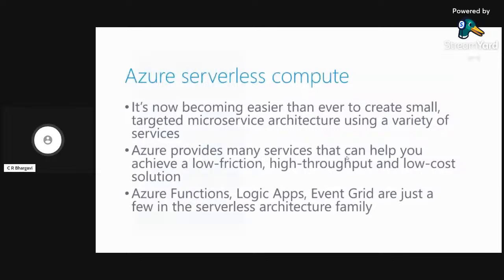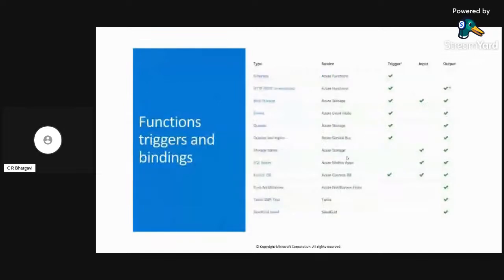And when it comes to functions, triggers, and bindings, these are the ones which work for trigger, input and output. Binding is like input and output, right? So with that, the input and output is being mentioned here, whether it supports input and output is what it means here.